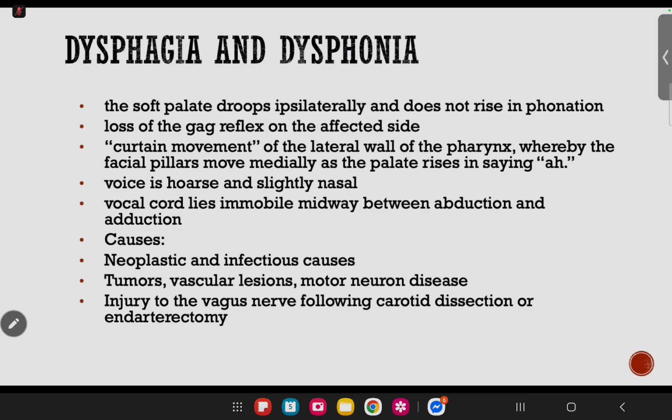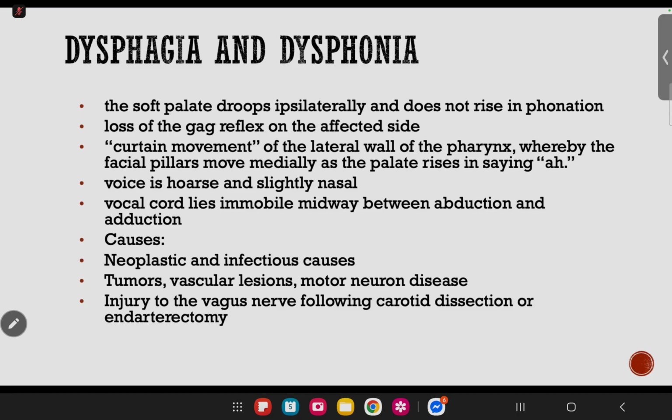Okay. So when the intracranial portion of one vagus nerve, or the 10th cranial nerve, is interrupted, the soft palate droops ipsilaterally and does not rise in phonation. There is loss of gag reflex on the affected side as well as of the curtain movement of the lateral walls of the pharynx, whereby the faucial pillars move medially as the palate rises in saying ah, just like a curtain moving to the side.